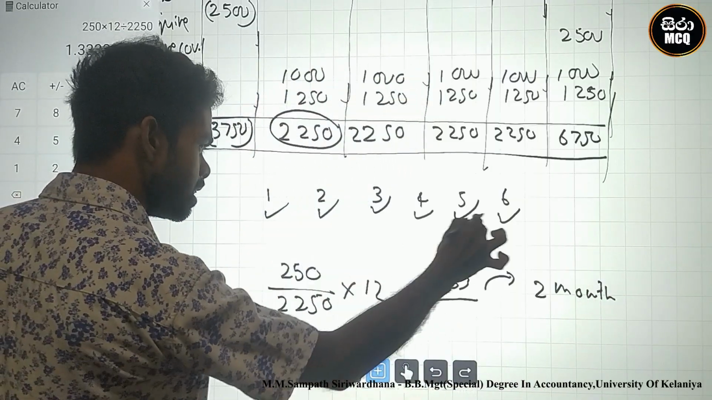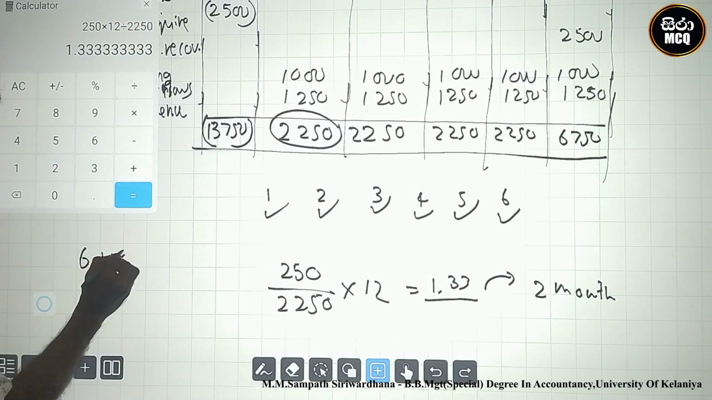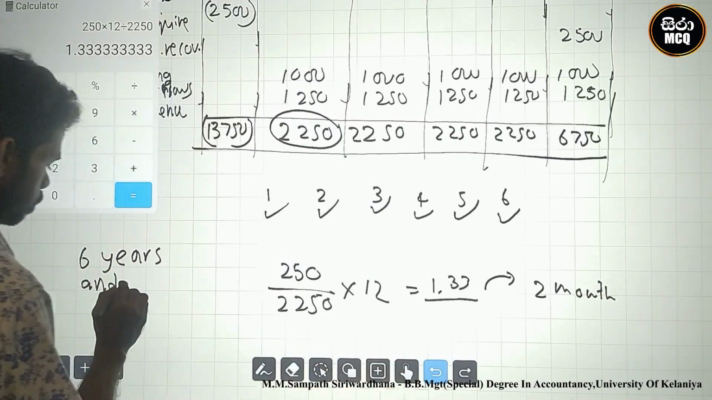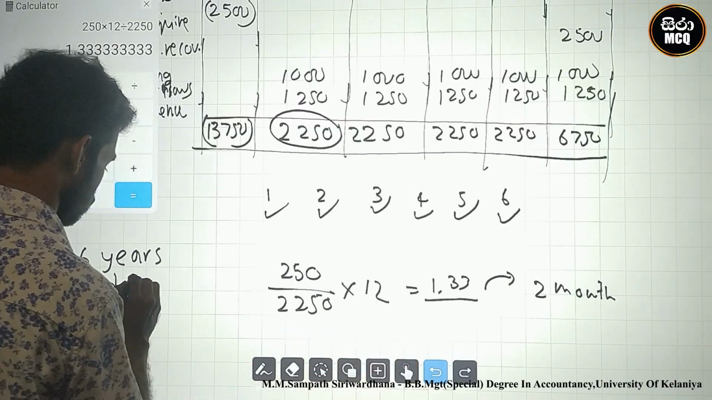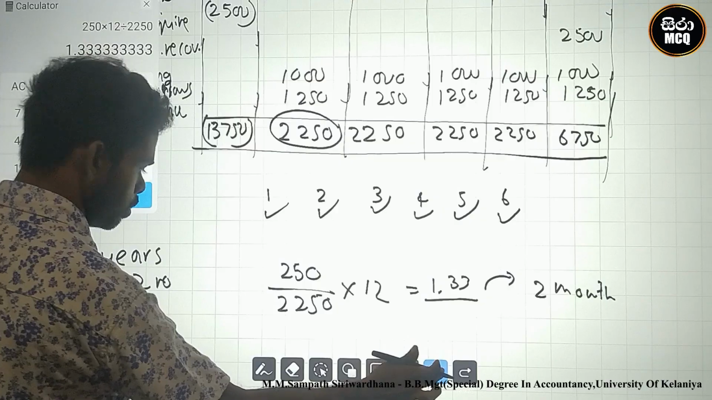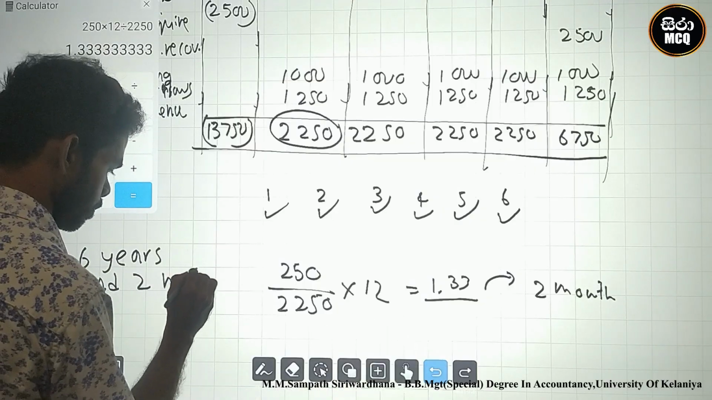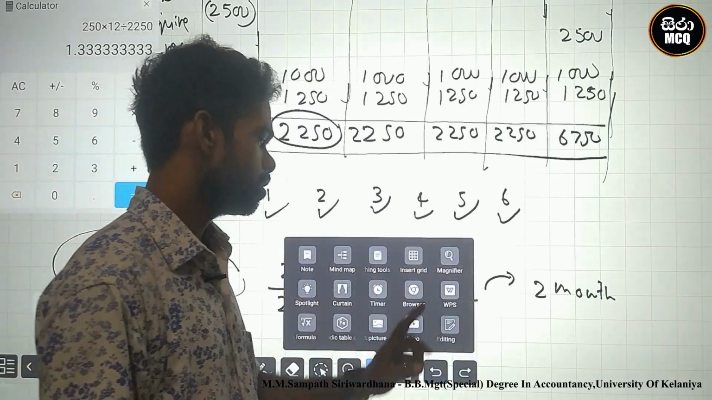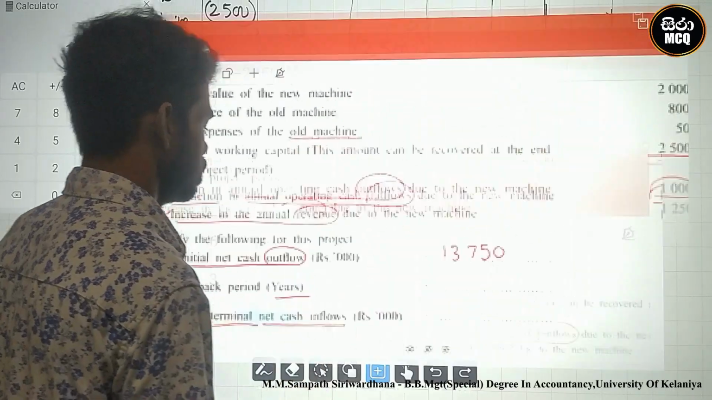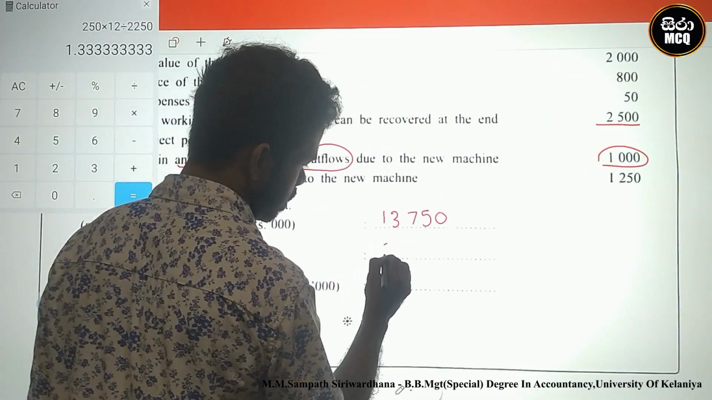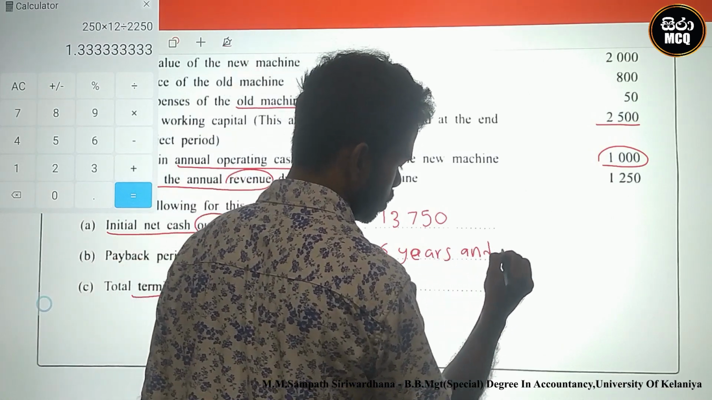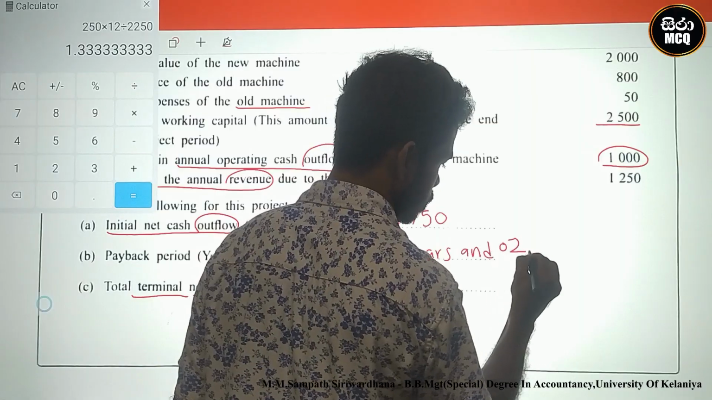What is the payback period? 6 years and 2 months. This is the payback period. Okay, 6 years and 2 months.